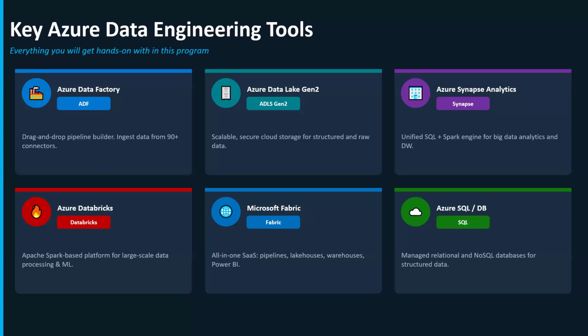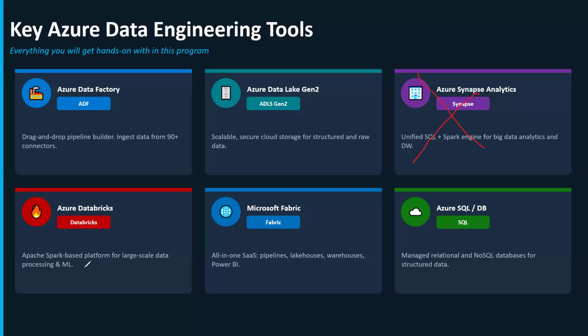Then the Azure Data Lake. This is a secured cloud storage for structured data, unstructured data, all the data you can store in the data lake. Then Synapse. Synapse is kind of getting reduced now. I'll talk about it. Then Azure Databricks.